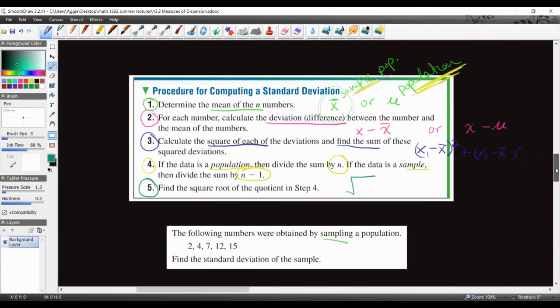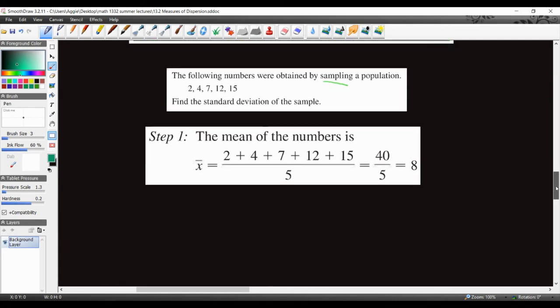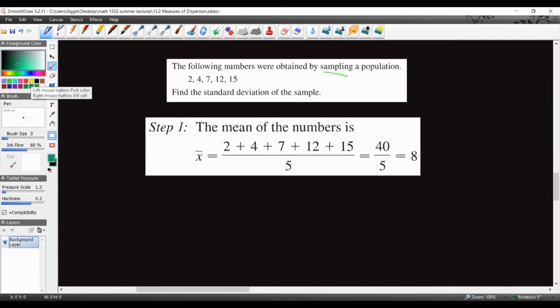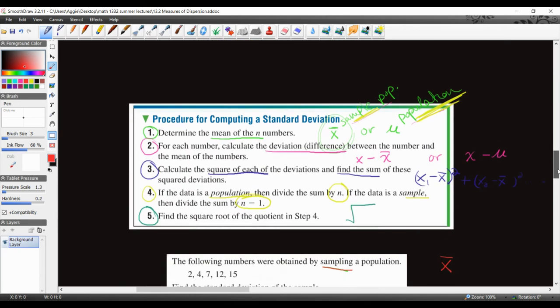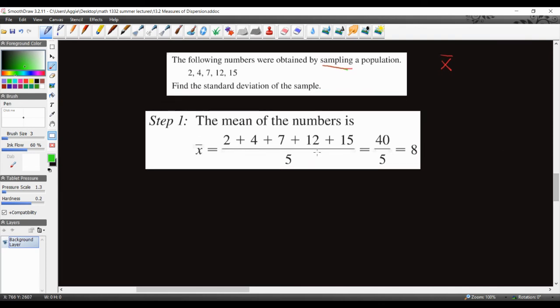So we're just going to go step by step in an example, and they're already done for us, but I want to go through it. We have the following numbers, which were obtained by sampling a population. So that means we're going to be using this one: 2, 4, 7, 12, and 15. Find the standard deviation of the sample. Step number one was to determine the mean of n numbers. So that's what I'm doing first here.